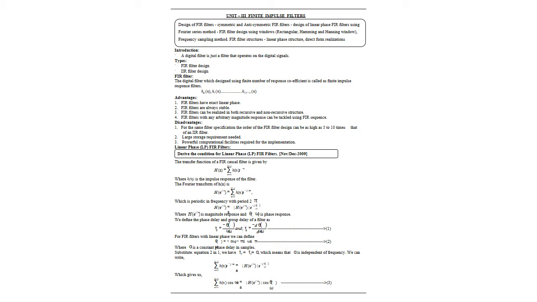First, a digital filter is nothing but a filter that operates on digital signals. There are two types of filters: one is FIR filter design and the other is IIR filter design. FIR filter means the digital filter which is designed using a finite number of response coefficients, which is called a finite impulse response filter, that is h of 0, h of 1, etc., up to h of N minus 1.